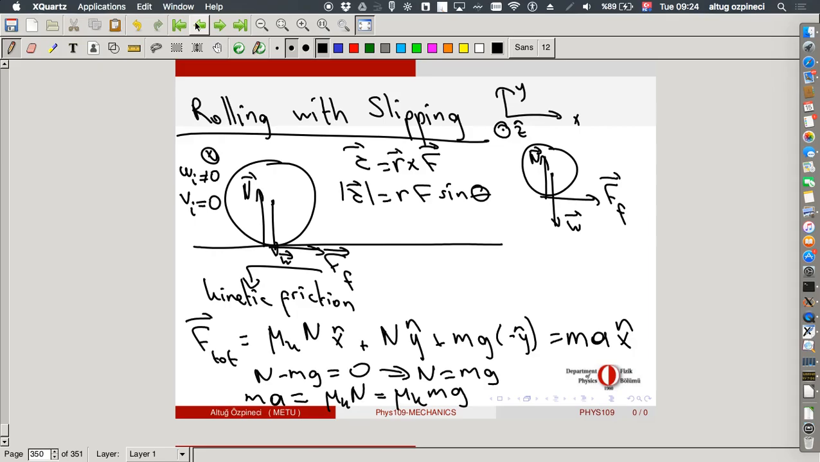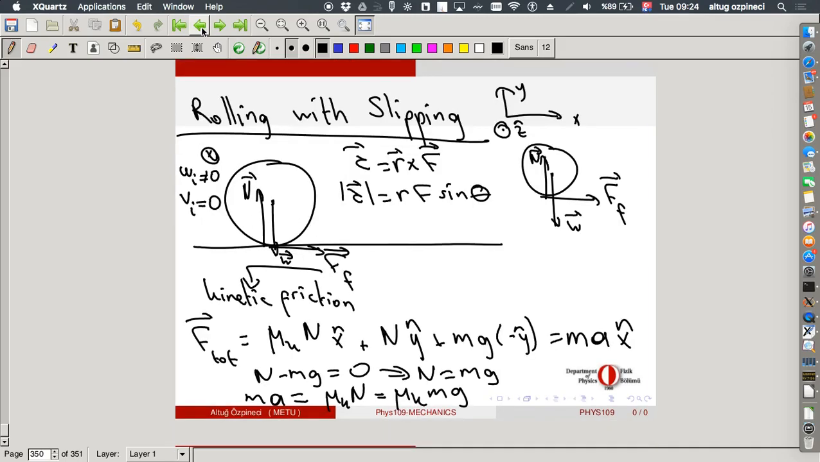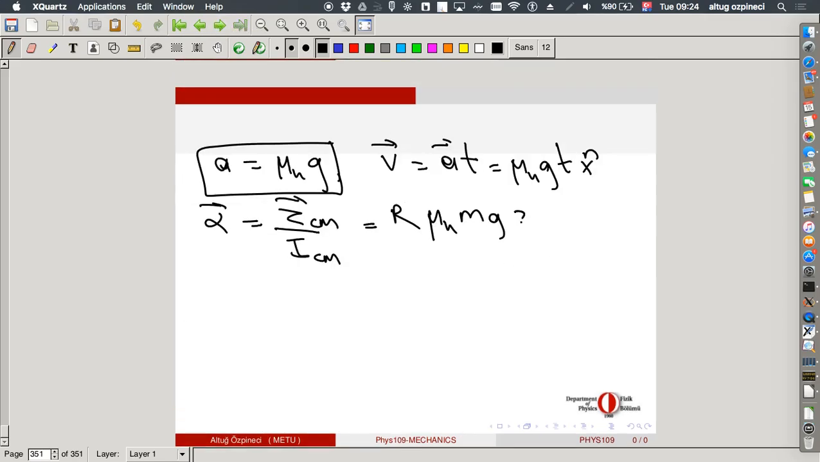What is the direction of this angular acceleration, of this torque? How do we calculate the direction? This is R, this is F, R cross F. Just imagine this rotation. So it is in this direction, it's towards you, in the z-hat direction. This is the angular acceleration.